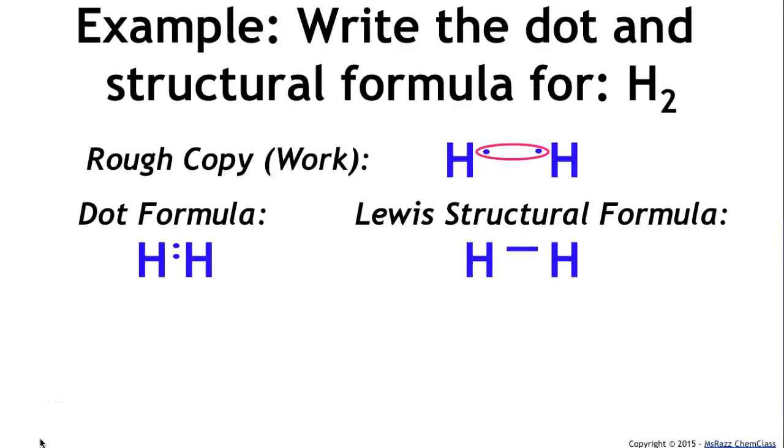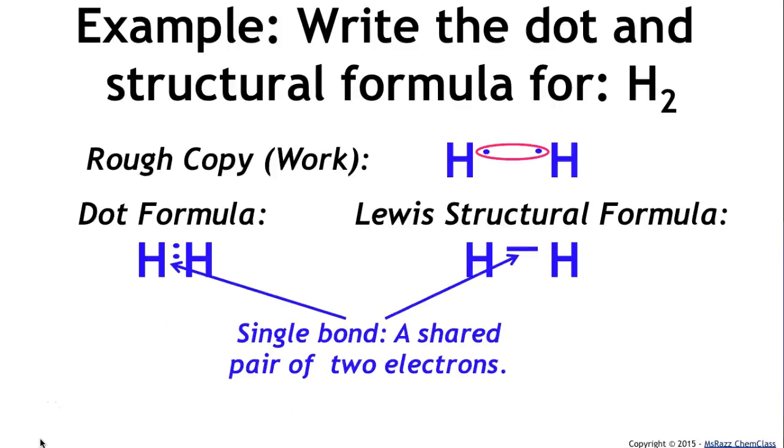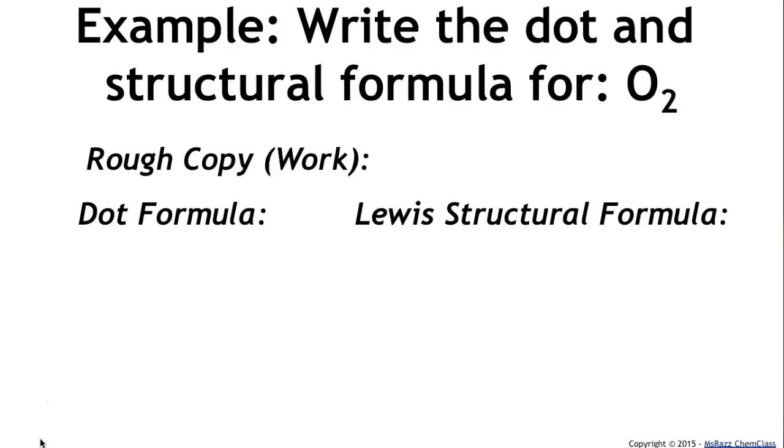And when we draw the Lewis structure, what we do is we take those double dots in the dot formula and we replace them with a line. Okay? So a single bond is going to be represented by a single line. So whether it's a double dot or a dash like you see there, it's all going to be the same. The dash represents 2 electrons.